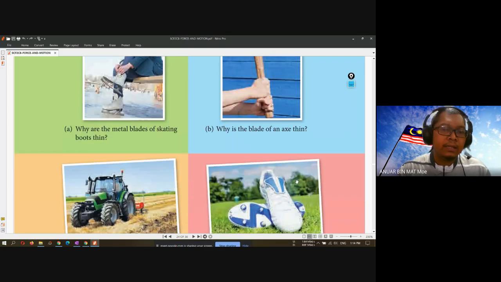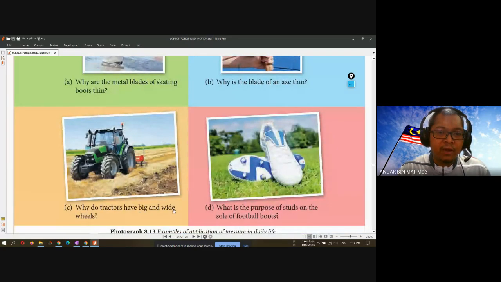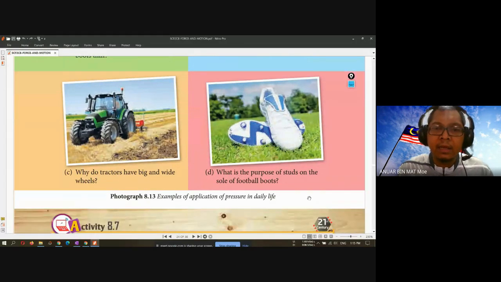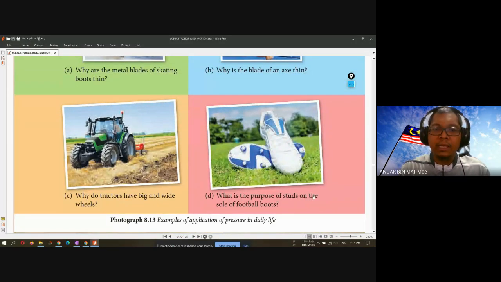Then next one. Why does the tractor have big and wide wheels? The tractor here has big and wide wheels because they want as little pressure on the ground as possible, so that the tractor won't sink in soft soil or soft ground. And then what is the purpose of the studs on the sole of football boots? Okay, these are a few examples of the application of pressure in daily life.